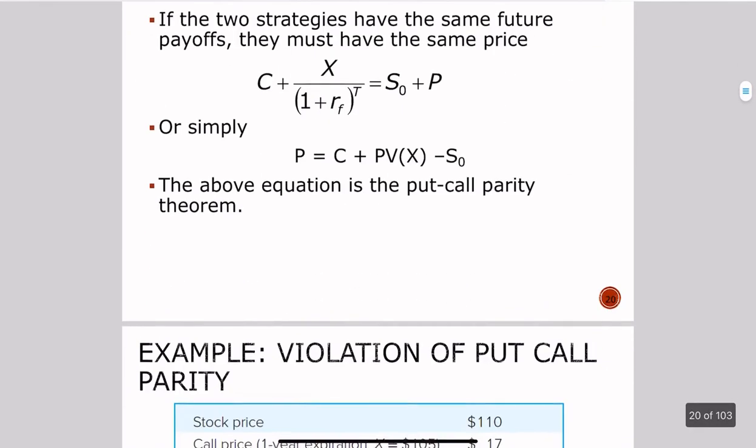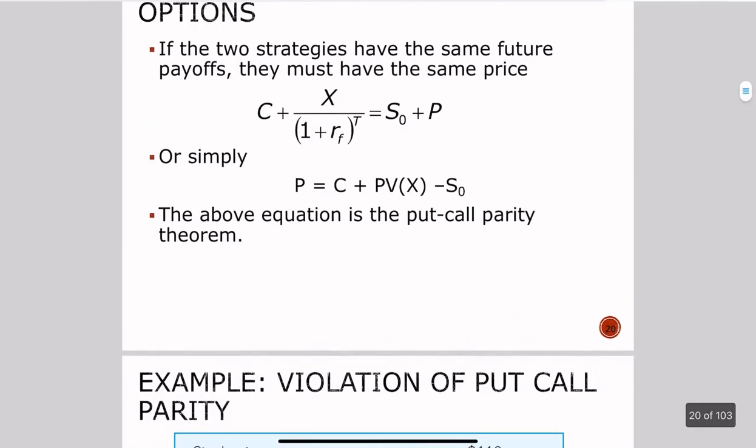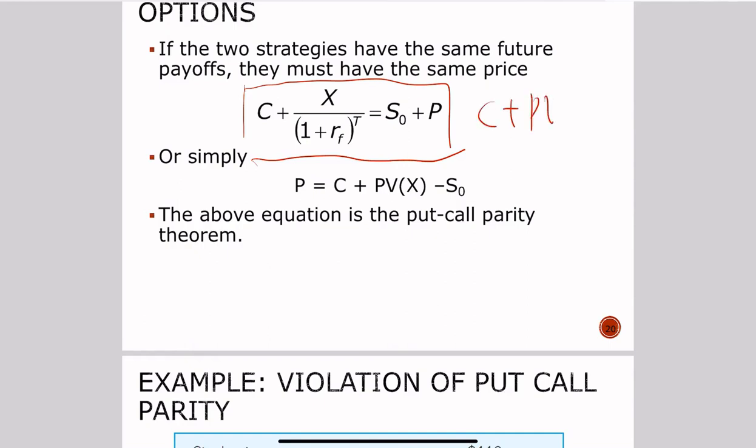So this implies the put-call parity, that is, the present value of put plus equity equals the present value of call plus bond, right? This leads us to this important result: C plus the present value of X equals S0 plus P. And C is the call price, X is the exercise price, S0 is today's share price, and P is the put price.